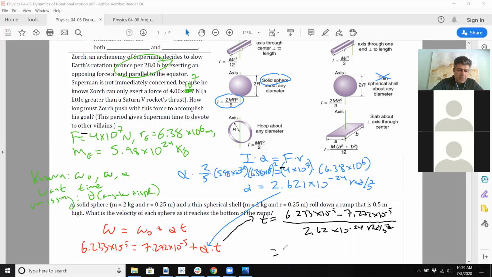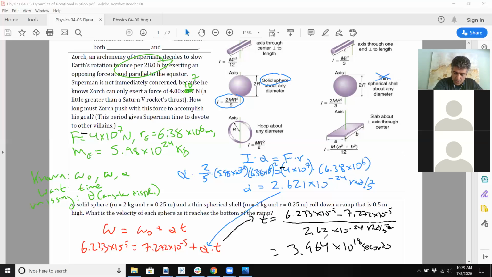So let me store this acceleration value. So you have 6.233 e negative 5 minus 7.272 e negative 5, divide by that. And it will take some time. And so I do get the answer the solution has here, so that's always a good thing. 3.964 times 10 to the 18th seconds. So that's how long it'll take this person to get the rotation of Earth to go from one revolution every 24 hours to one revolution every 28 hours.